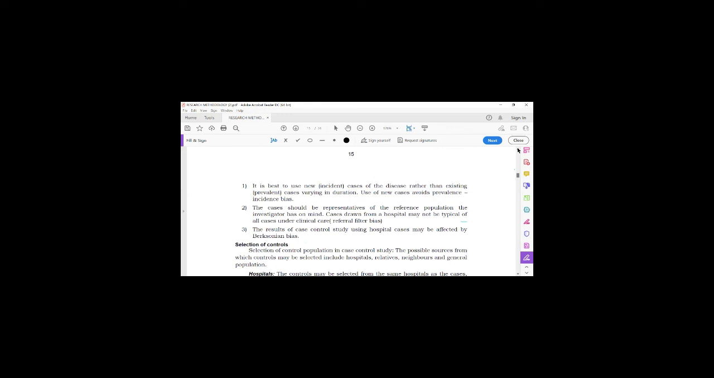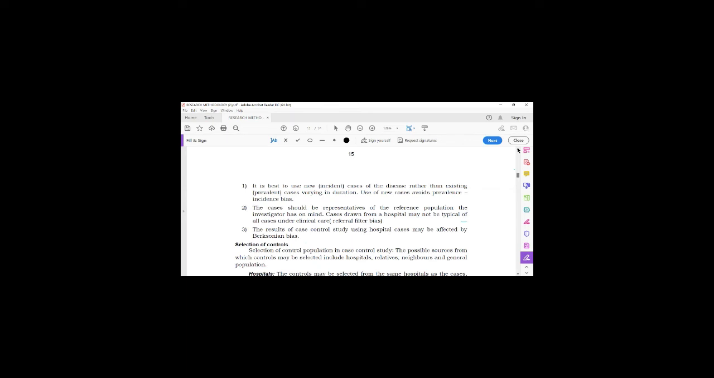So the cases should be representative. The study sample that you are drawing from the population should be a true measure of that population. So that has to be a homogeneous group.